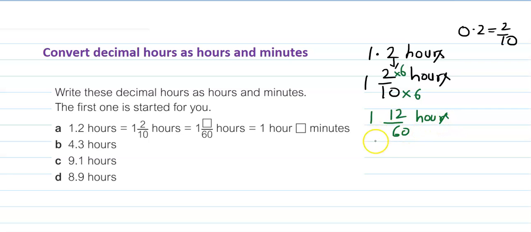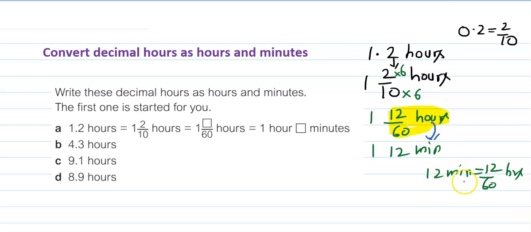Because it is divided by 60, we can write 12 minutes here, because 12 over 60 hours is 12 minutes. Why? Because to convert minutes into hours you divide by 60. So 12 over 60 hours is equal to 12 minutes. That's why we have written 1 and 12 over 60, and 12 over 60 is 12 minutes.